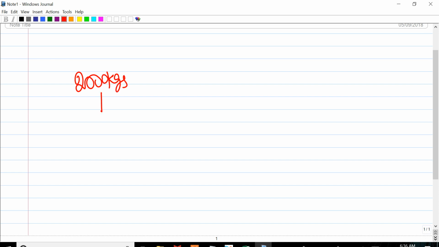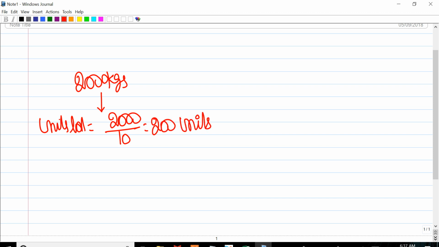Put an arrow mark down. Units lost: 2000 divided by 10, 200 units. Inefficiency of salesman, put arrow mark down. 0 units, balancing figure.